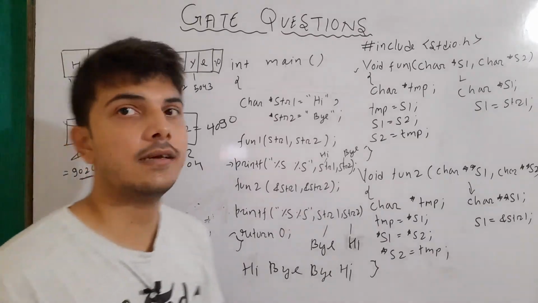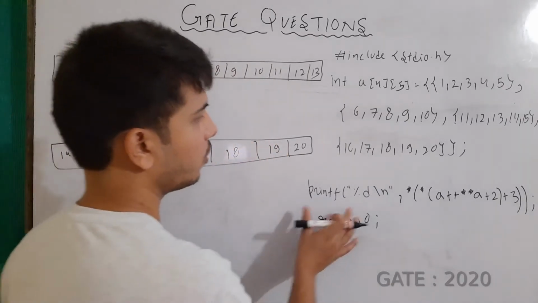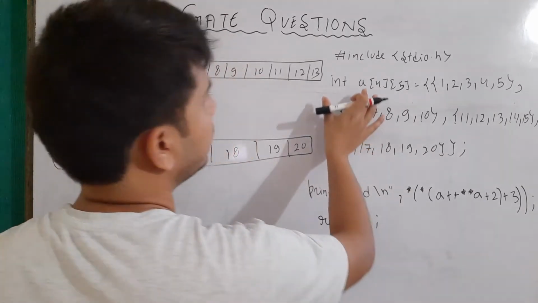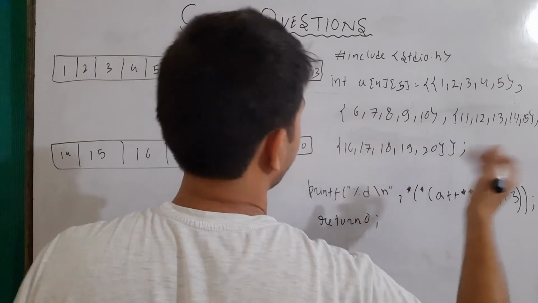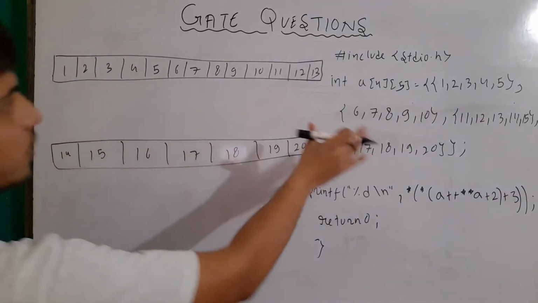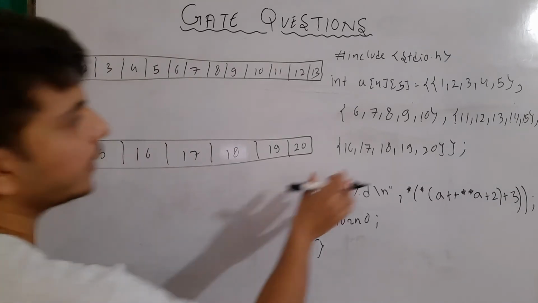Now let's see another question. Again in this question we have to find the output of this line. First of all, a two-dimensional array has been initialized with the content 1 2 3 4 5 up to 20. So I have written here 1 2 up to 20. Note that these are in contiguous fashion, right?